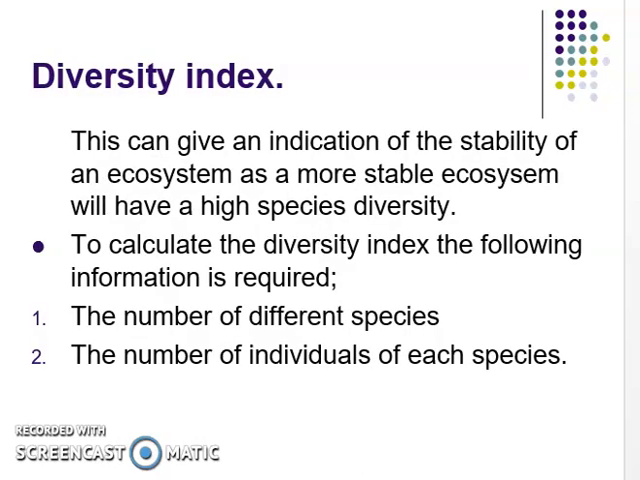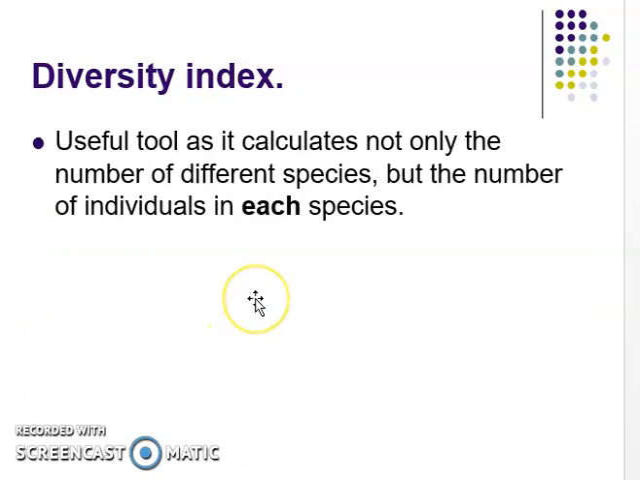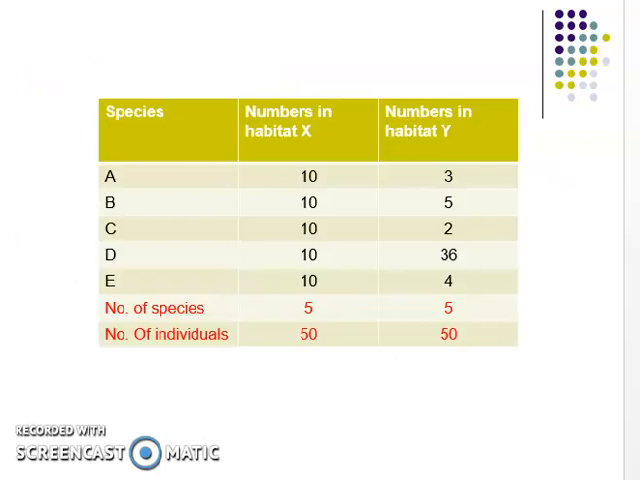Okay, so let's have a look at the diversity index, and why this is the species diversity index. This is a calculation we can do which will give us a number, and basically the higher the number you get in this calculation, the more stable the ecosystem is. To calculate it, you need two things: how many species are present, so species richness, and we need to know how many individuals of each species are present. Both of these together give us species diversity. It's useful because it's giving us both things, how many species and how many individuals. Let me explain why that's useful.